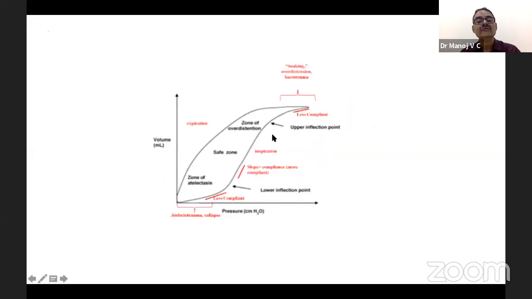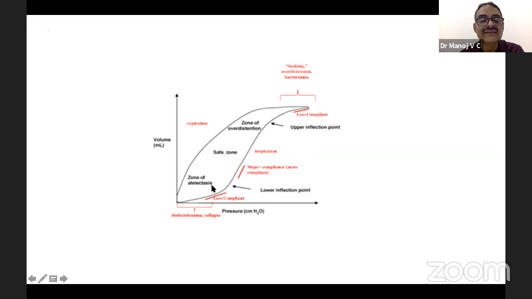So now we want to ventilate between the lower inflection point and the upper inflection point, which means that this is the area where we want to target. We don't want lower pressures and we don't want higher volumes. So this is the area where we want to ventilate, and this is a safe zone.